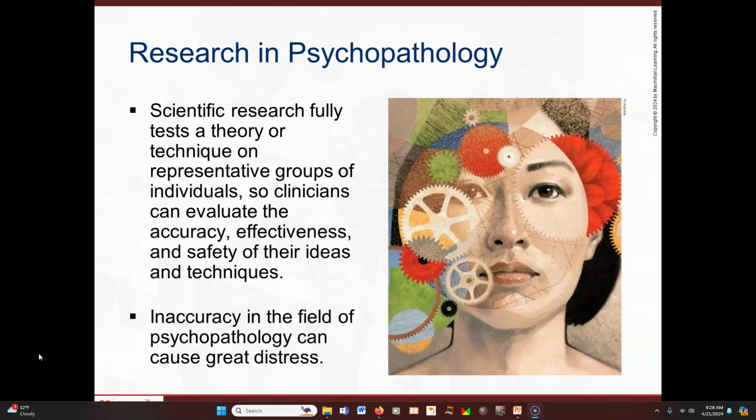So, what is research in psychopathology? It is scientific research that fully tests a theory or technique on representative groups of individuals, so clinicians can evaluate the accuracy, effectiveness, and safety of their ideas and techniques. Inaccuracy in the field of research in psychopathology can cause great distress.